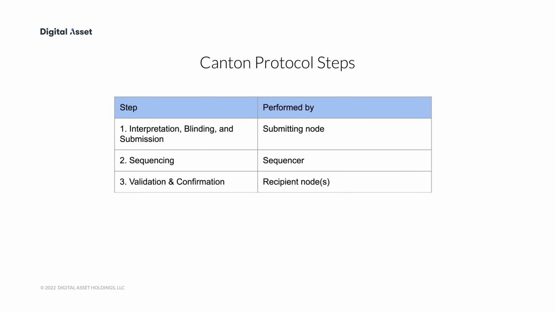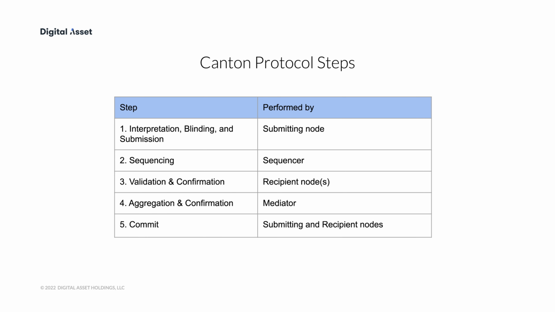In the third step, the recipient participant nodes validate the new subtransaction against their own private contract stores. If they find the transaction to be valid, they send their confirmation to the mediator. In the fourth step, the mediator aggregates the confirmations coming from all validating participants. Once all participant nodes have confirmed, it broadcasts that the transaction can now be confirmed. Finally, once each node receives this confirmation message, it commits the transaction in its PCS.